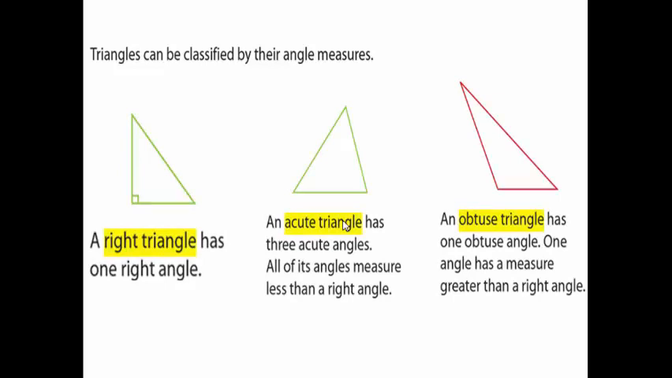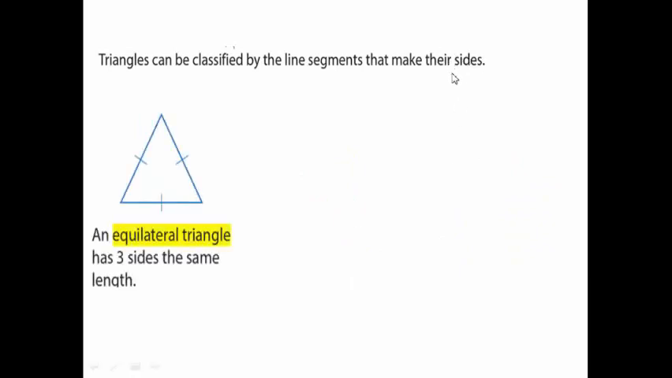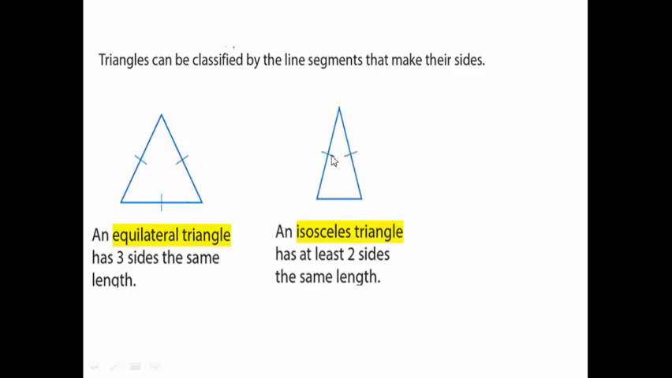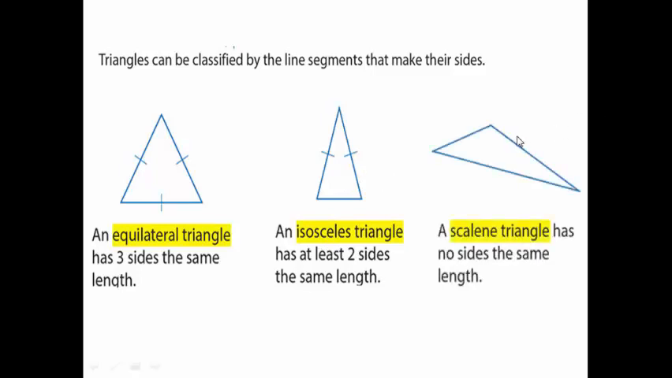We have another classification according to the sides. Here, the first one contains three equal sides. We will call it an equilateral triangle. We have another triangle that contains only two equal sides. We will call it an isosceles triangle. And we have the last one, which has no equal sides. We will call it a scalene triangle.